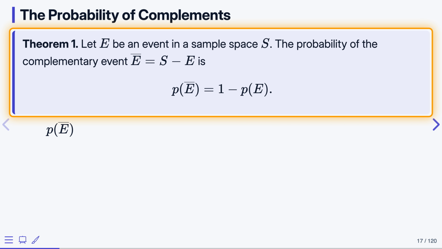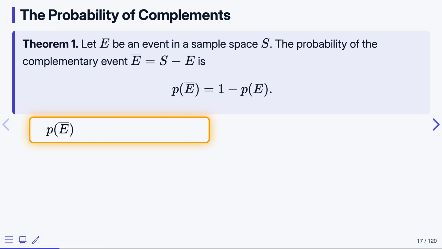The complement of an event E is written E with a bar on top. It means everything in the sample space that is not in E. Theorem 1 says the probability of not E is 1 minus the probability of E.